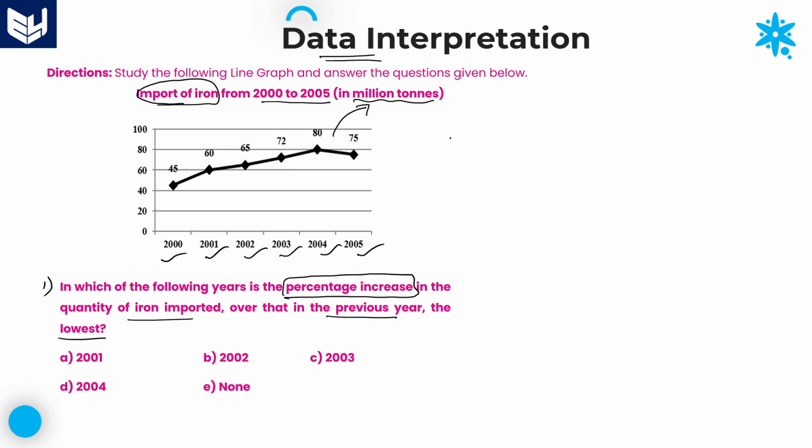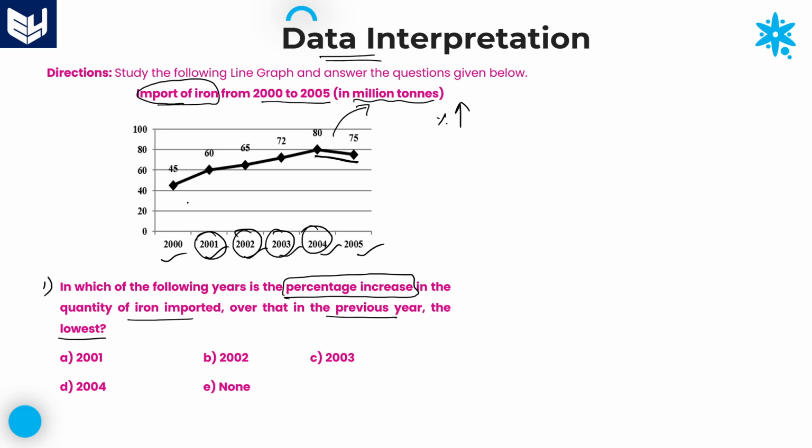Here we need to calculate the percentage increment for which of the following years. Always you have to start with the second year onwards. Why? Because every time you are comparing with the previous year, and we need to check only up to 2004. Why? Because in 2005, if you observe the line, it does not increase, it decreases.